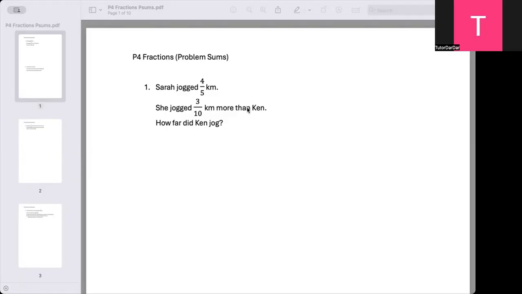Hello, everyone. Let's start. Sarah jogged 4/5 kilometer. She jogged 3/10 kilometer more than Ken. How far did Ken jog? So, first, Sarah jogged 4/5 kilometer. So this is going to be 4/5. From here to here will be 4/5 kilometer.